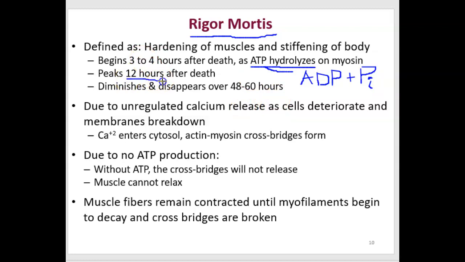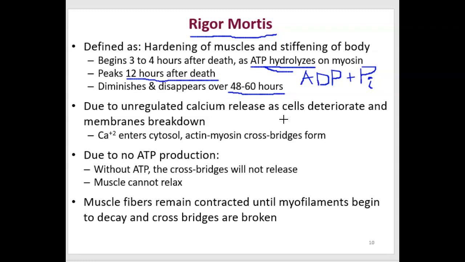And this process peaks about 12 hours after death, and it lasts, I don't know if this is accurate, but it lasts for maybe a day, right? So it diminishes and disappears somewhere around 2.5 days.